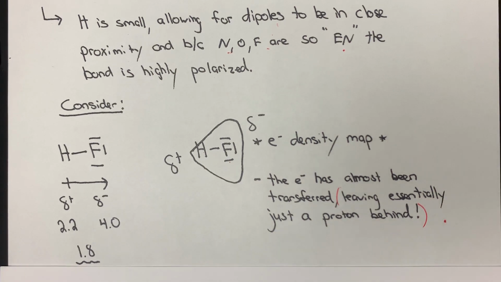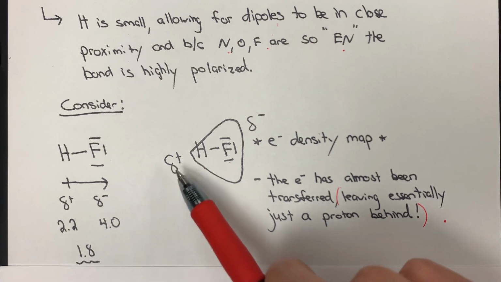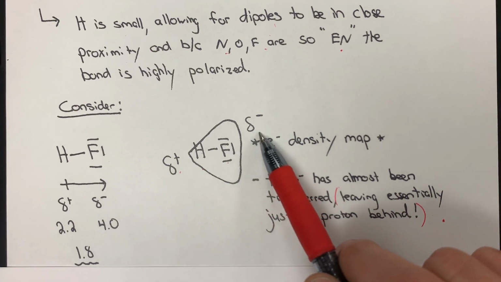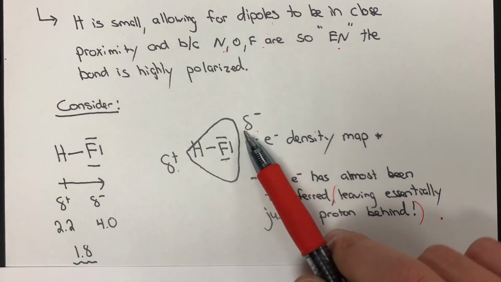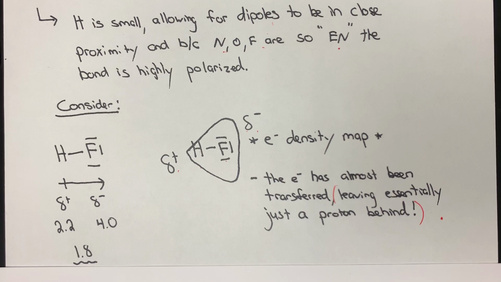That's how greatly polarized this bond is. So it's not that this is like partial positive and partial negative. It's that this is insanely partial positive and insanely partial negative, almost bordering on full-on charges, okay?